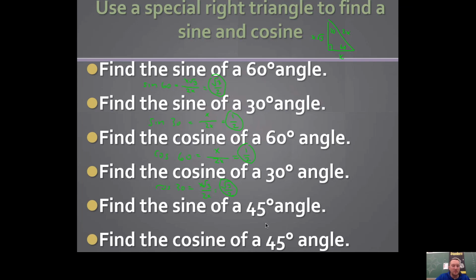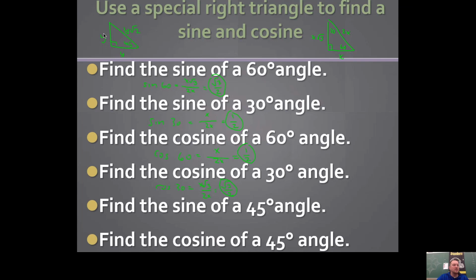45s are easier because remember the legs match. I'll just put this up here for reference. We'll use a y since we used x's over here. The legs are the same. The hypotenuse is that leg times square root of 2. Find the sine of a 45-degree angle.